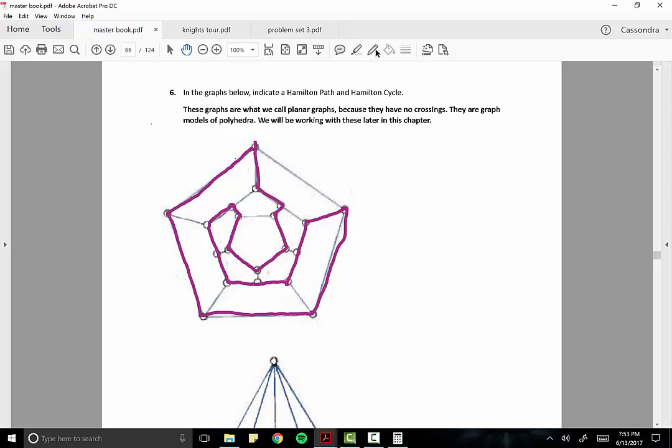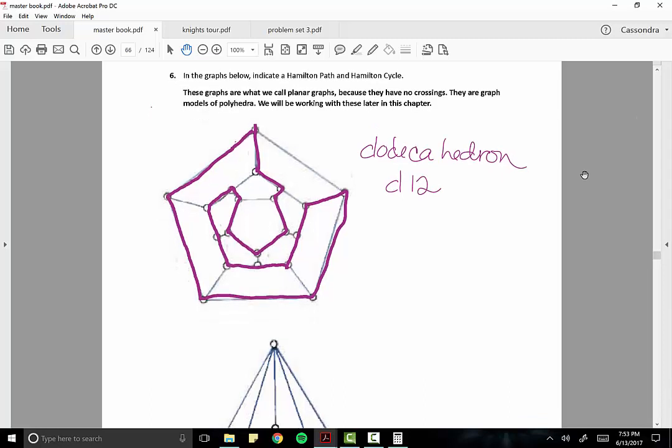This is actually a graph of a dodecahedron. For the nerds amongst us, that is a D12. Okay? I heard one Dungeons and Dragons nerd giggling in the background, just in my own mind at least.